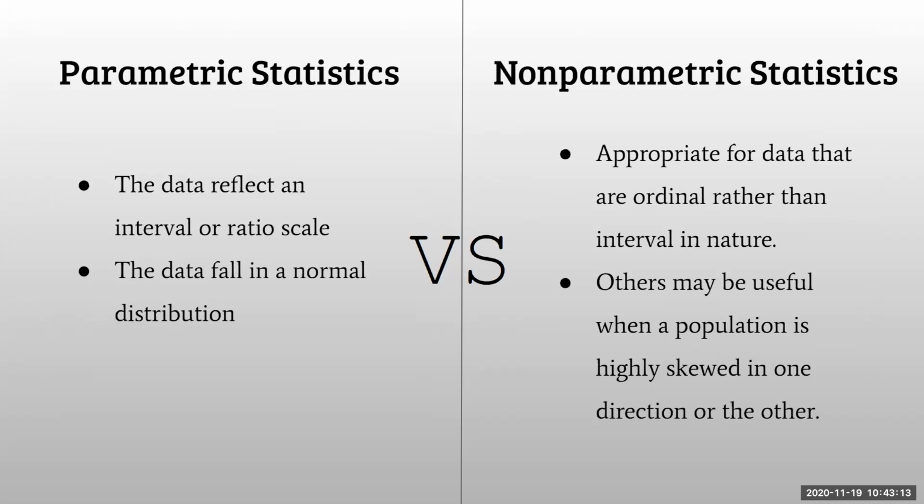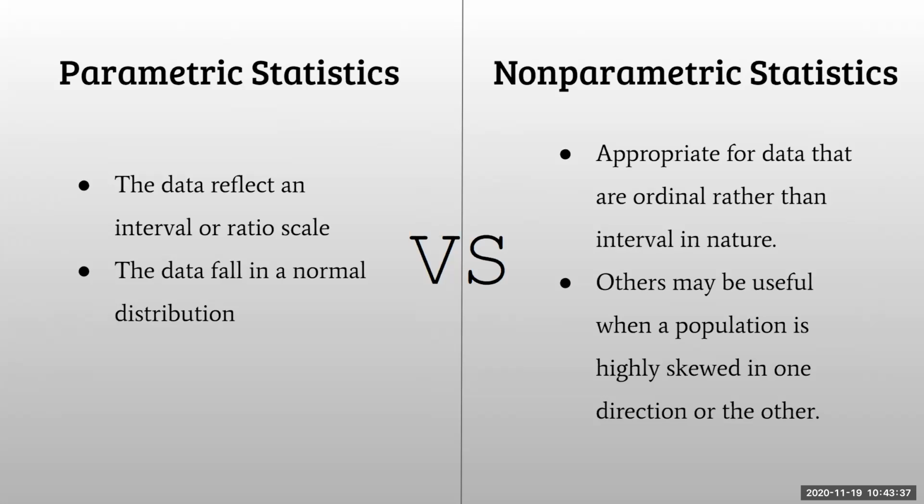Parametric statistics versus non-parametric statistics. So parametric statistics is when the data reflect an interval or ratio scale, and the data usually falls into a normal distribution, so everything is symmetrical. And non-parametric statistics is when it's used for data that are ordinal rather than interval in nature.